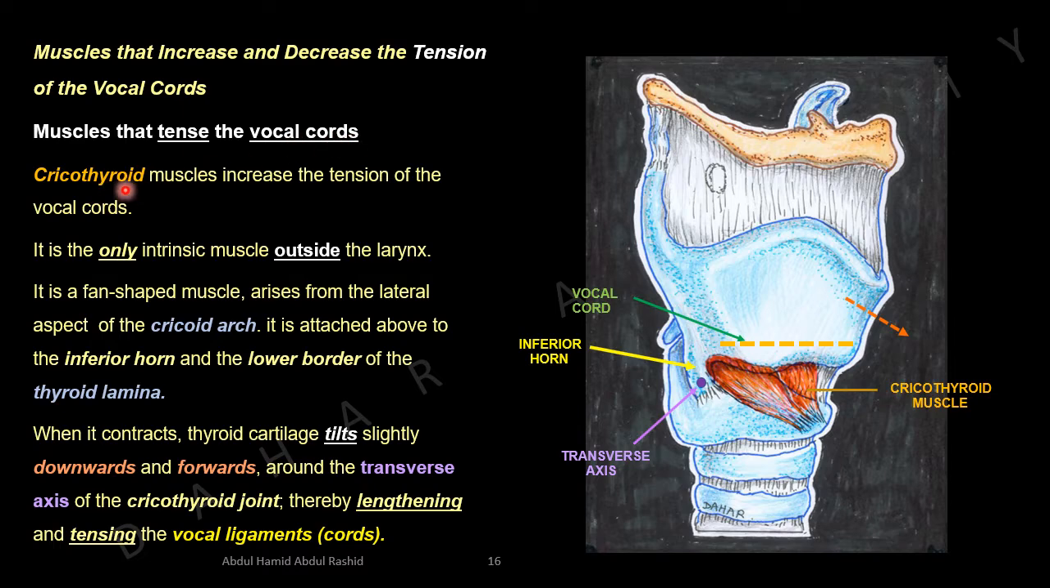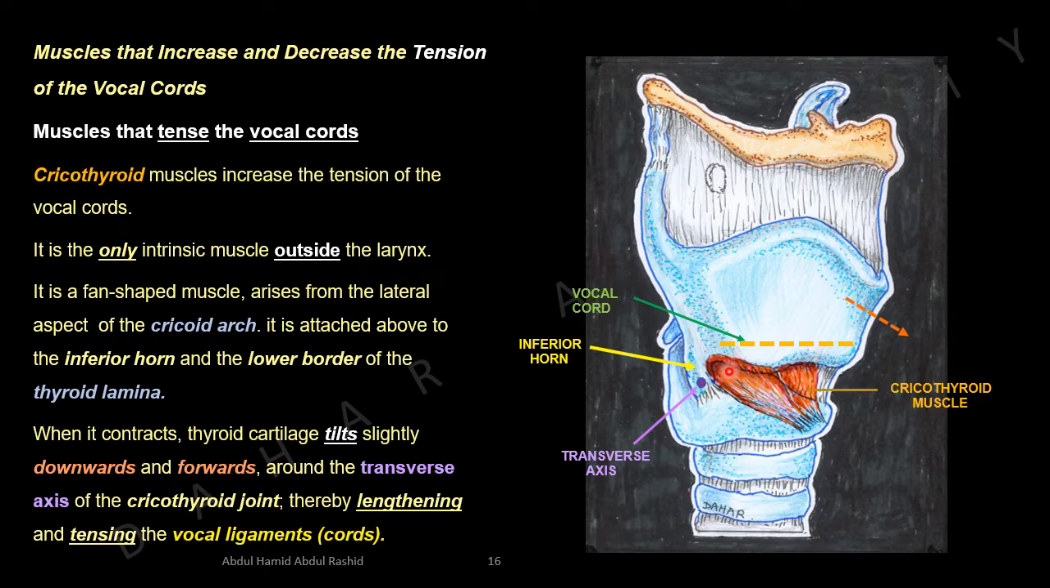That is the cricothyroid muscles, which increase the tension of the vocal cords. Look here. It is the only intrinsic muscle located outside the larynx. The rest are all inside the larynx. It is a fan-shaped muscle, arising from the lateral aspects of the cricoid cartilage here. That is the arch of the cricoid cartilage. It is attached above to the inferior horn and the lower border of the thyroid cartilage.